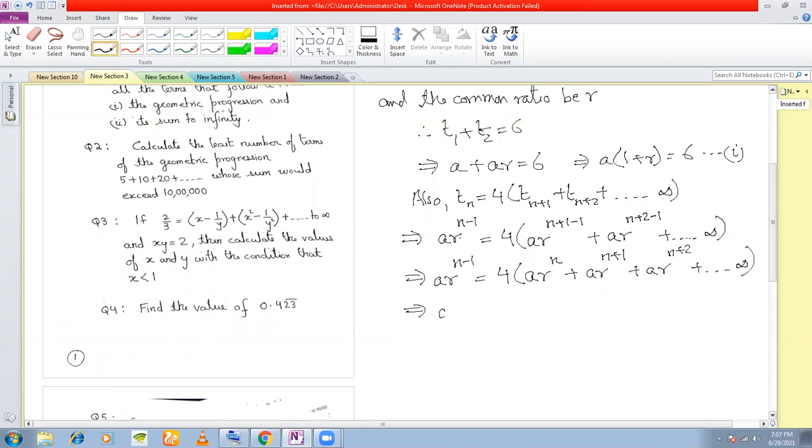Now AR to the power of n minus 1 is equal to, from all this, you can take A common, and can write this as R to the power of n plus R to the power of n plus 1 plus R to the power of n plus 2 plus up till infinity.